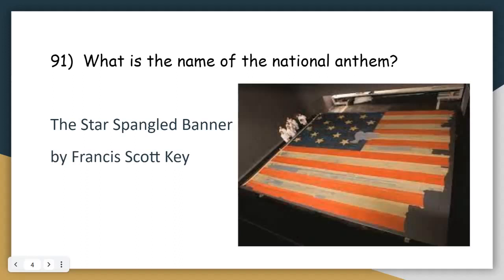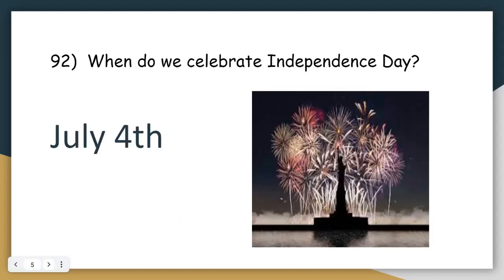What is the name of the national anthem? And that is the Star-Spangled Banner by Francis Scott Key. This poem originally was penned by Mr. Key after watching from a distance the battle at Fort McHenry between the British and the Americans during the War of 1812. The flag presented in the picture was the flag that motivated the poem. This poem was later set to music and eventually became our national anthem.